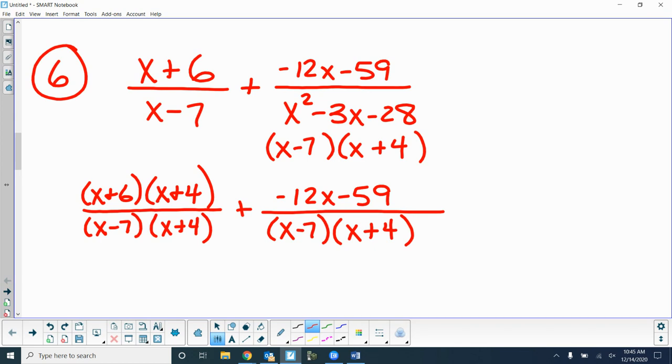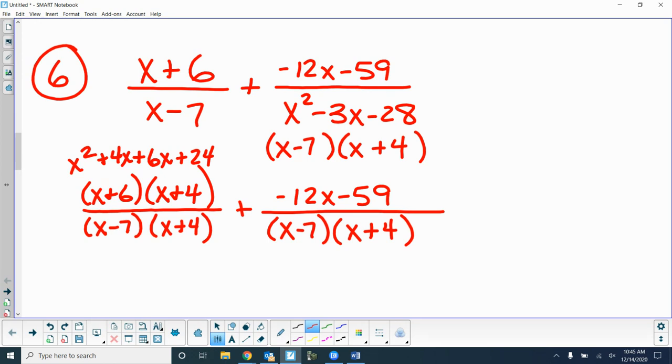So there's my two fractions. Before I can add this fraction to this one, I got to do that multiplication up top. Multiplication comes before addition, right? So x squared for FOILing. First is x squared. Outside is 4x. Inside is 6x. And last is 24. Okay? Now I can add the two.